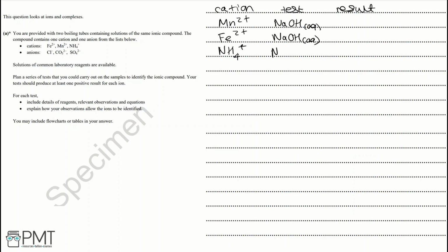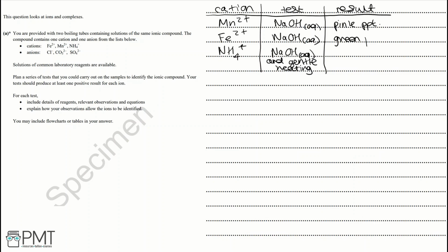With the NH4+ ion or cation, you need to have some gentle heating. This is some detail we're including in the question because they've asked for any relevant details. Now let's look at the results for each of these cations with the test we're using here. Mn2+ will result in a pink precipitate, Fe2+ will result in a green precipitate, and NH4+, if you held litmus paper over the boiling tube, the litmus paper would then turn blue.